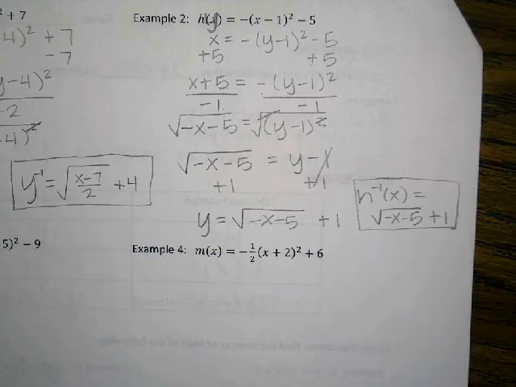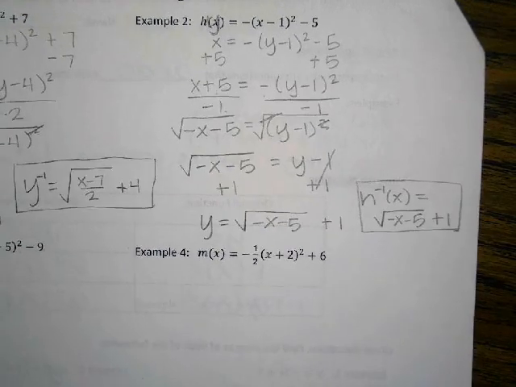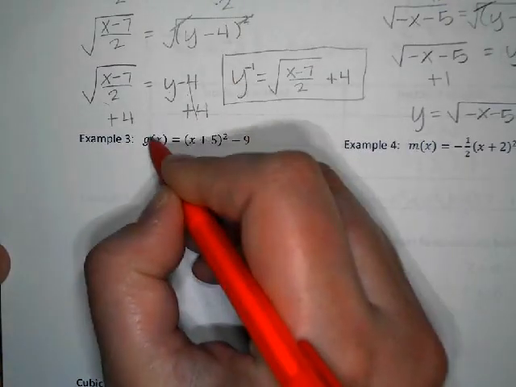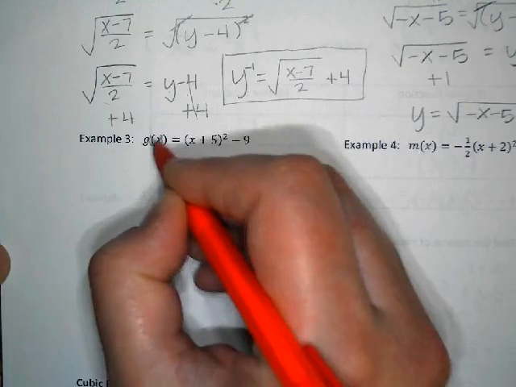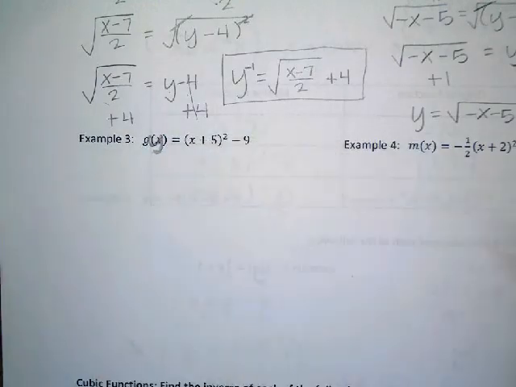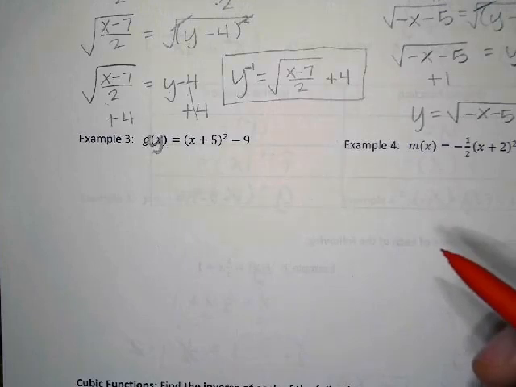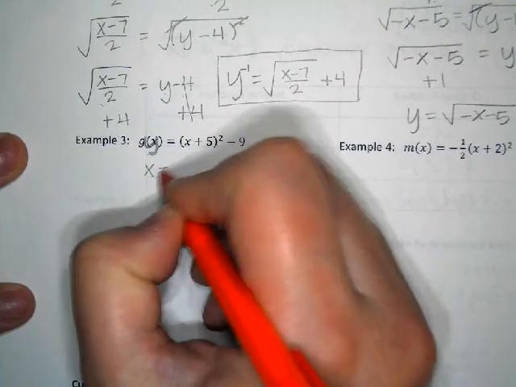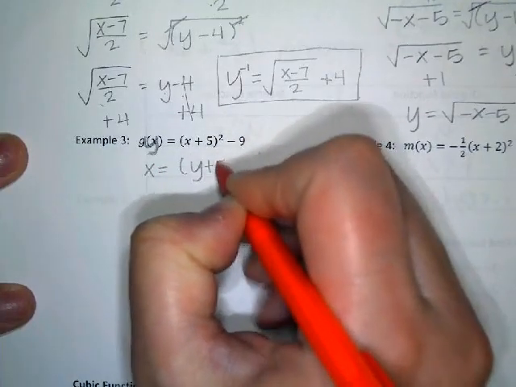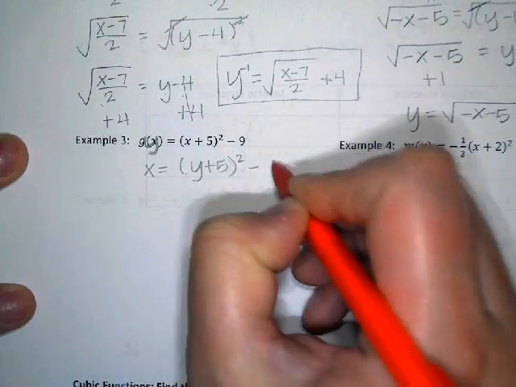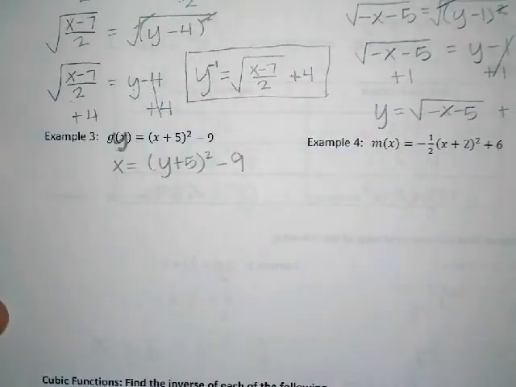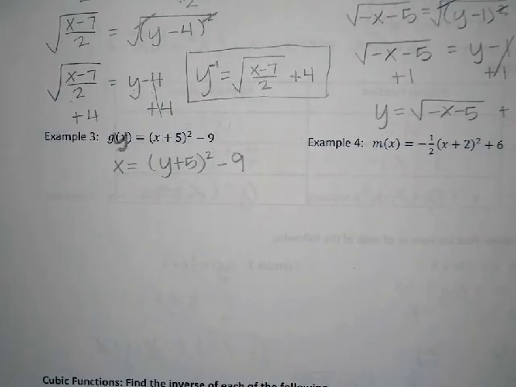Okay, g of x is the y coordinate, so I'm going to show that that's a y. Okay, what's our very first step? Trade the x and y. X equals y plus 5 squared minus 9. Okay. After we trade the x and the y, what do we do? We're going to take this 9 on the end and add it over to the other side.